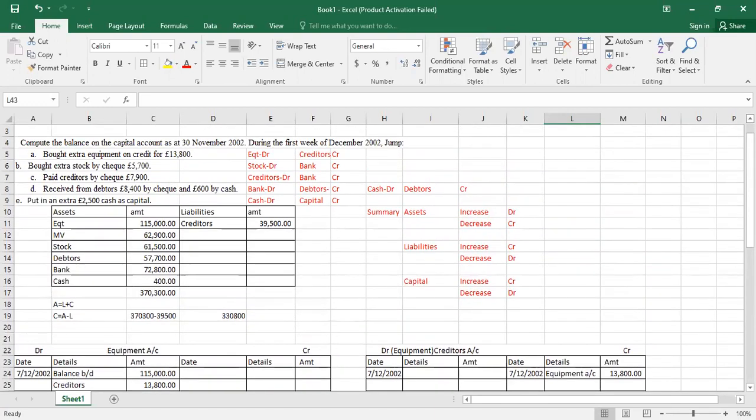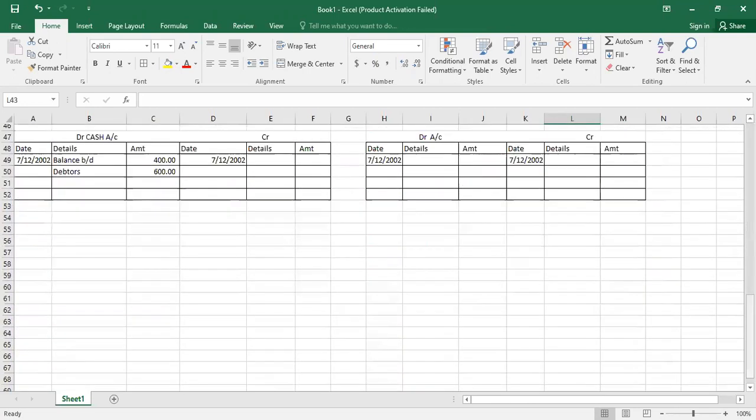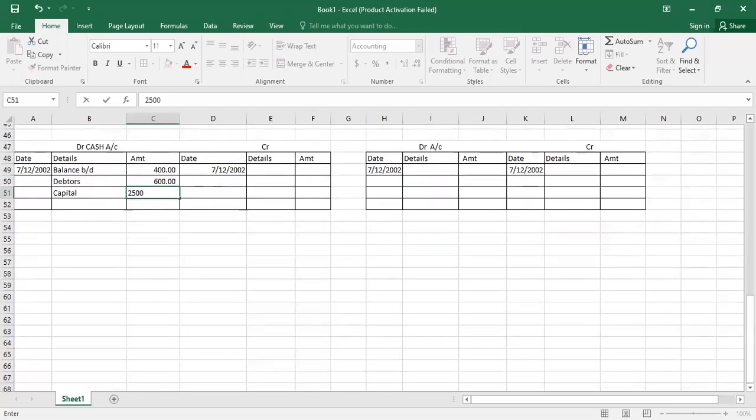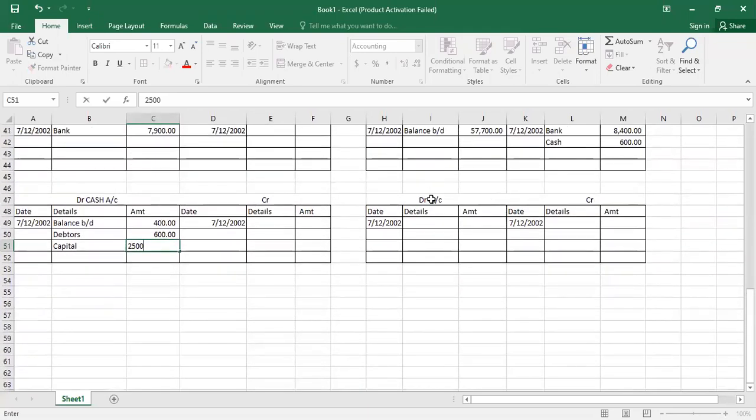The last one is E, put an extra 2,500 cash as capital. So I'll go to cash account. Cash is assets. When assets increase, we debit. So the corresponding account is capital. We are increasing capital by 2,500. So do you have a capital account? We don't have, so I generate.